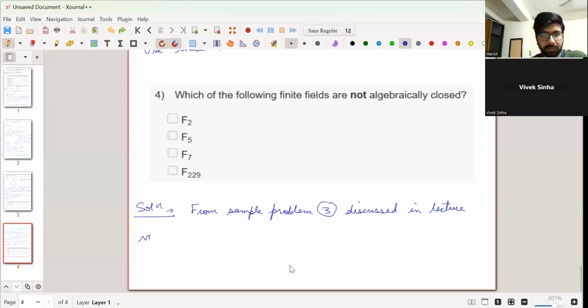It is evident that no finite field is algebraically closed.